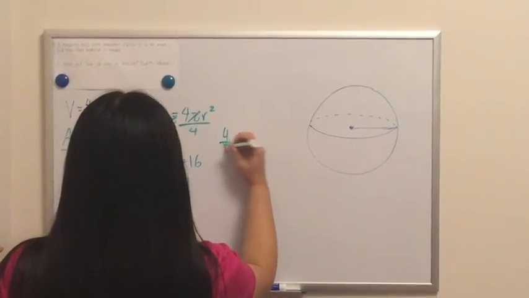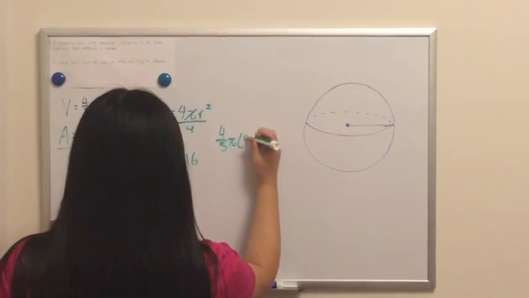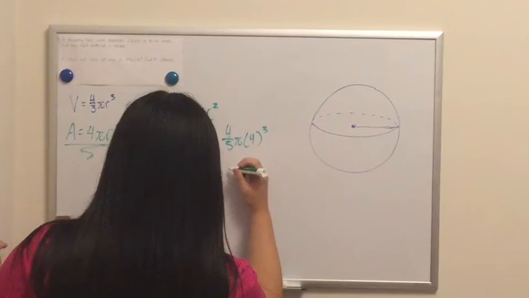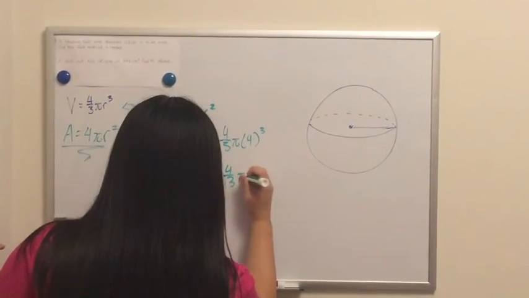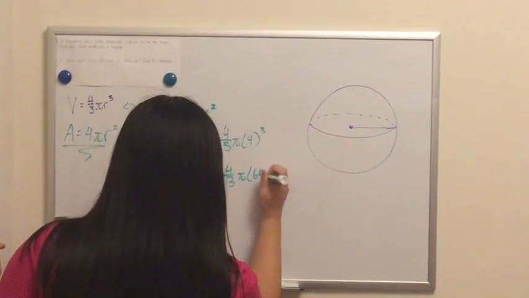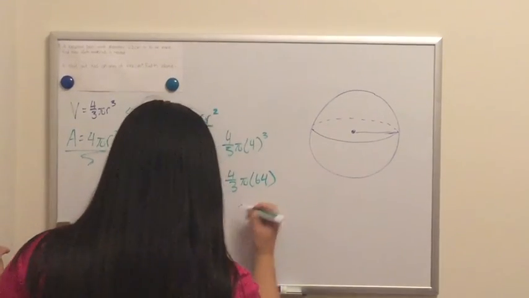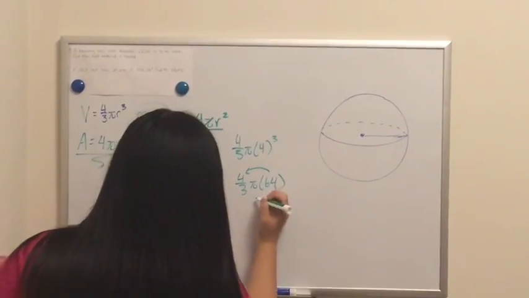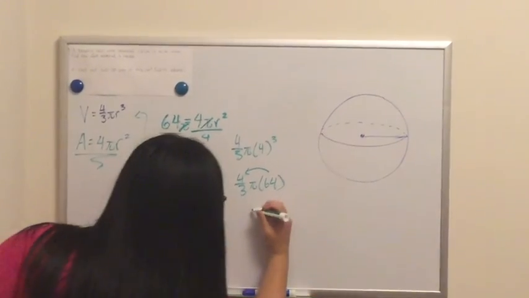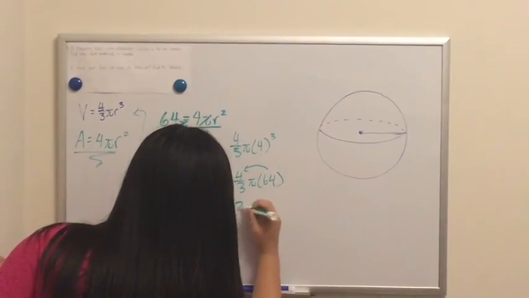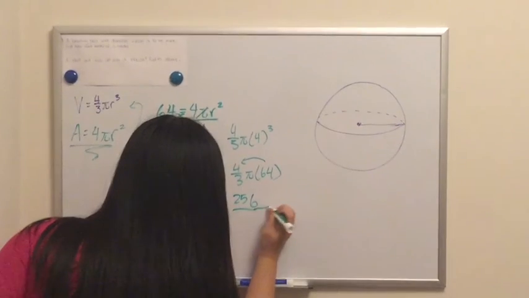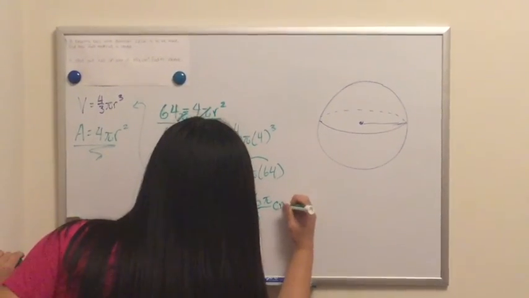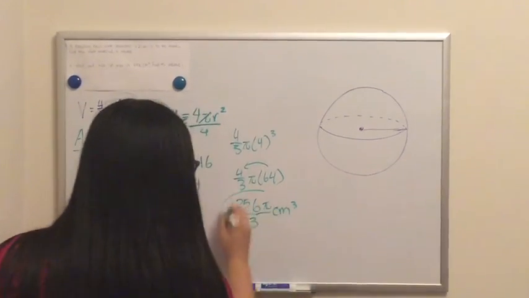4/3 pi 4 cubed, which happens to be 4/3 pi times 64. So again, we're going to have to multiply 64 by 4 since it doesn't divide by 3. So you end up with 256 pi over 3 centimeters cubed as your volume for the shot put.